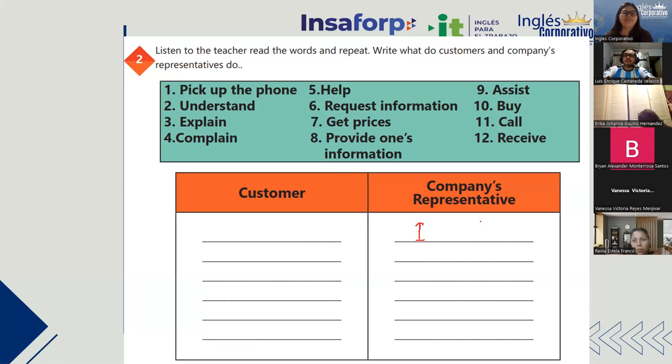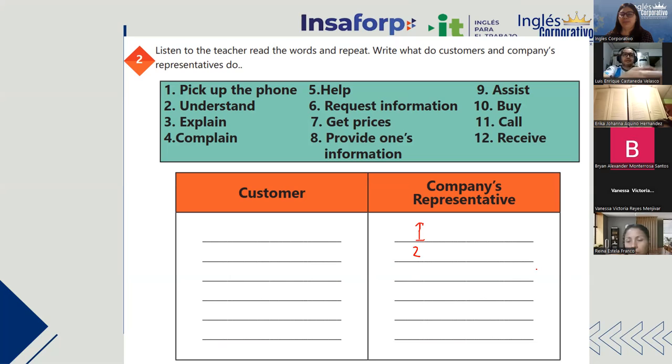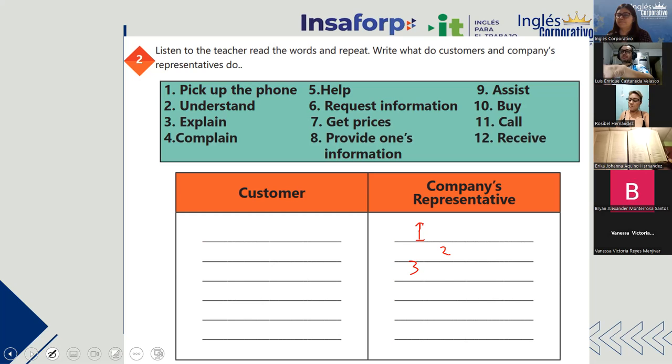Number two. Understand. Who? I think company representative. Okay. Customer's representative. Explain. Who explains? The customer. The customer representative. Okay. Who complains? The customer.